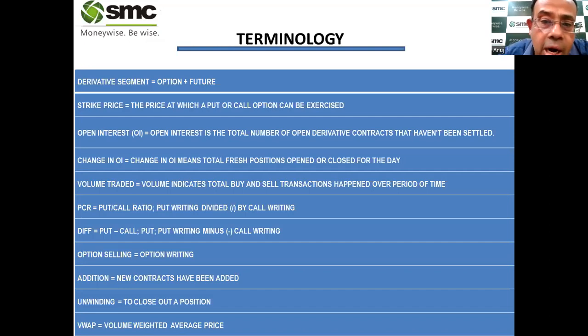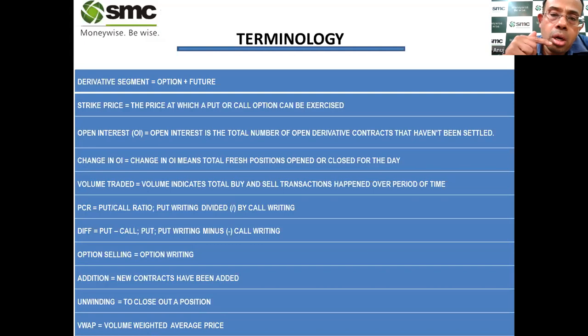Open interest. What is open interest? Open interest is the total number of open derivative contracts that have not been settled. What that means is that if you have shorted a call option and you are still holding that call option on the short side, you have not closed or taken a counter position, that means that is open and you have created an open interest, or your open interest is still open. So that is the thing.